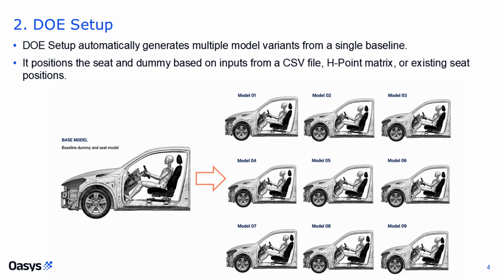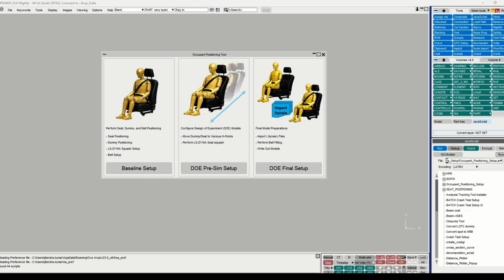In this demo, I will use a seat and dummy that are already positioned at the baseline location. Using the DOE Setup tool, I will move the dummy to multiple positions, perform LS-DYNA seat squash, and generate pre-simulation models for all new positions.